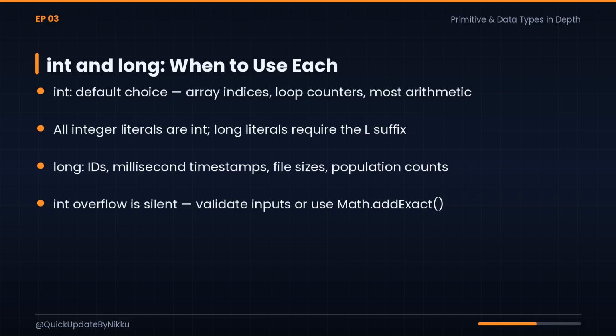Int is Java's workhorse integer. Every bare integer literal is int, array indices are int, and the JVM's arithmetic opcodes are optimized around it. Use int by default unless you have a concrete reason not to. Reach for long when values can realistically exceed about 2.1 billion. Typical examples are database surrogate keys, unique epoch milliseconds, and byte counts for large files.